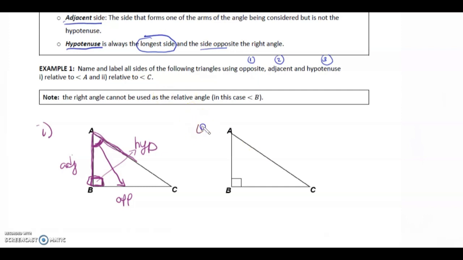Now, number 2, we're going to do this relative to angle C. Okay, so angle C is here. The hypotenuse is never going to change. It's always going to be opposite the 90-degree angle. Now for C, the opposite side is going to be AB, right? It's the side that we can put an arrow through. And the adjacent side is going to be here, BC. The adjacent side is the other side, so hypotenuse and adjacent will make up that angle.